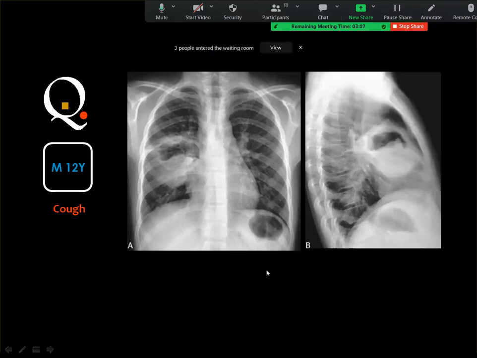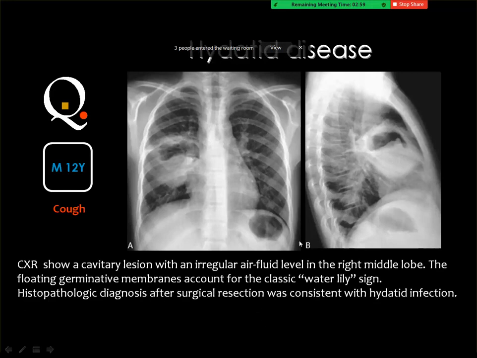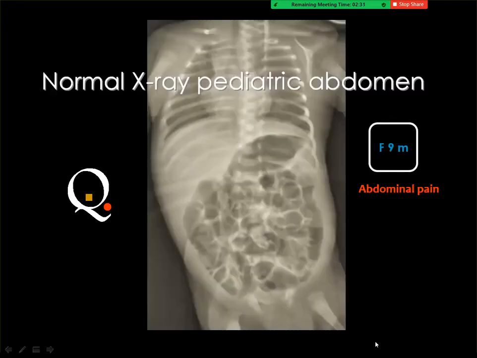Yes, and this is ruptured hydatid cyst, a classic appearance with wavy appearance of the air fluid level, diagnostic of hydatid disease or ruptured hydatid cyst. And this is a case of intestinal malrotation. Usually you should see the jejunum to the left side of the spine, but here you see the jejunal loops are to the right side. This is intestinal malrotation, which is not usually symptomatic and is incidentally found. There is no associated obstructive changes.